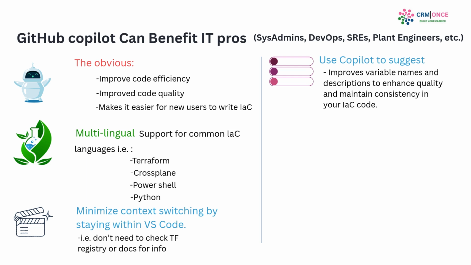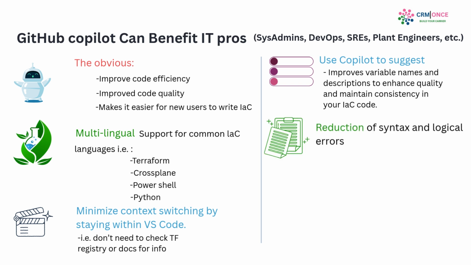Copilot suggests meaningful variable names, consistent patterns, and descriptive comments. This boosts readability and keeps your infrastructure code clean across teams. And of course, it helps reduce errors, both syntax and logic related, leading to cleaner and more reliable code.